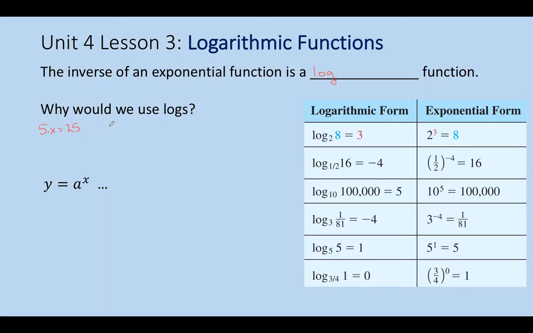But when I start to do things like 2 to the x equals 8, I don't have any simple inverse operation. I can't divide by 2 to solve for x or to isolate x. I can't subtract 2 to isolate x. I need a new inverse function, like division was the inverse of multiplication, or like subtraction was the inverse of addition. I need a new inverse function to be able to solve for a missing variable.